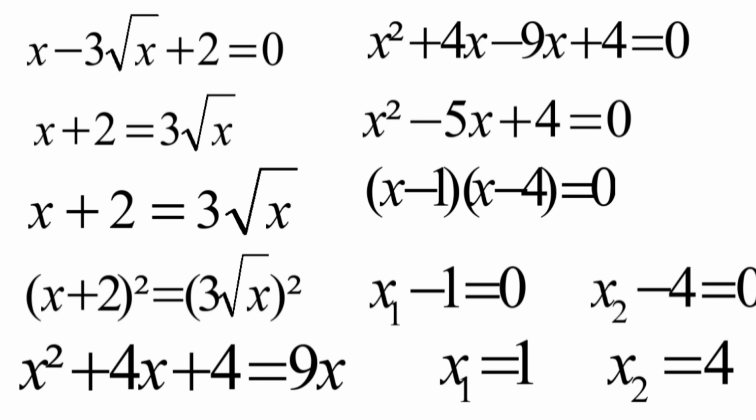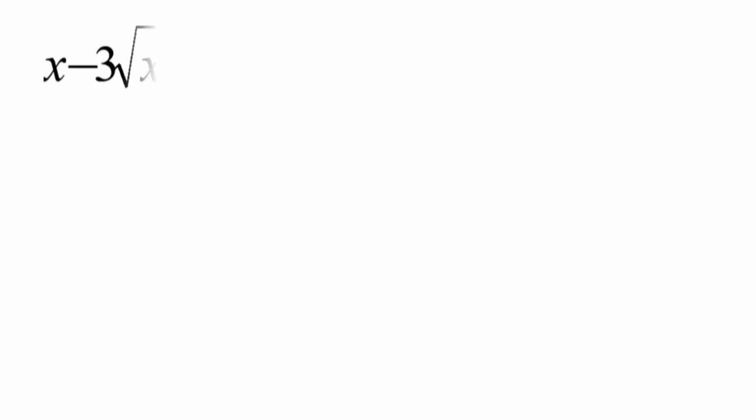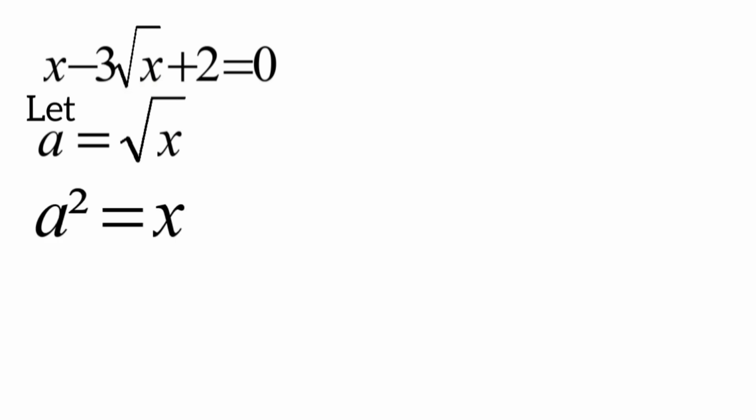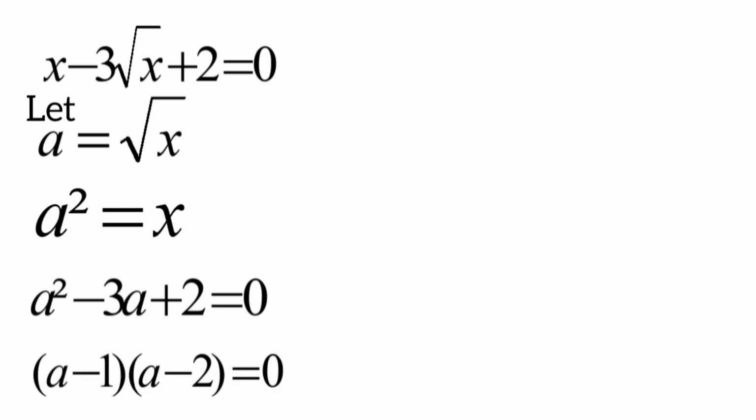We can also use another method for this one. We have here x minus 3 square root of x plus 2 equals 0. Let a equal the square root of x. So a squared is equal to x. Substitute this one. So we have a squared minus 3a plus 2 equals 0. We can now use factoring here. We can factor that: a minus 1 times a minus 2 equals 0.